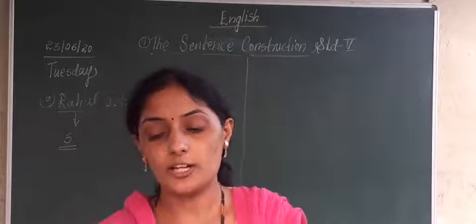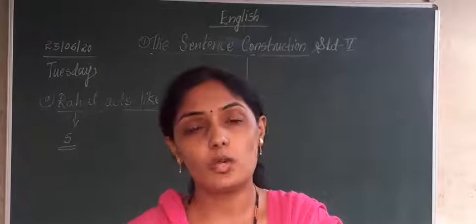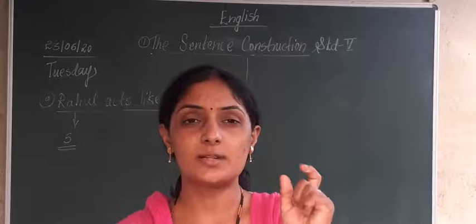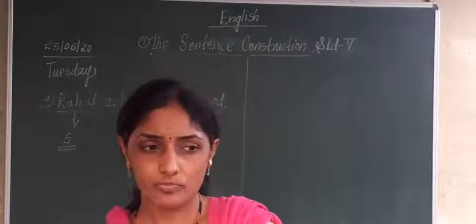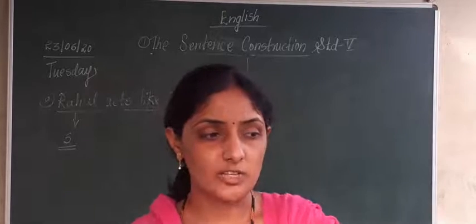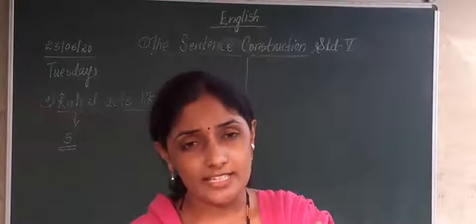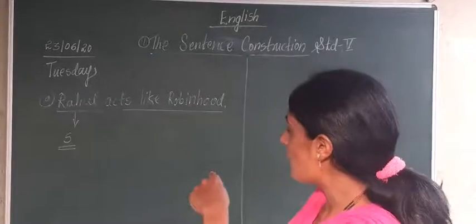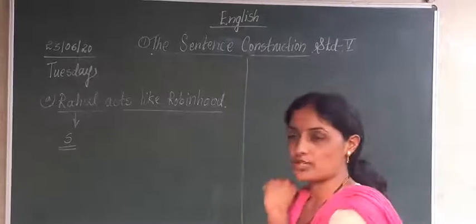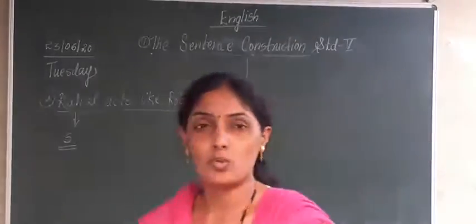Now the subject of a sentence is the doer of the action. Every time the subject of a sentence is doing some action, correct or not? Are you understanding or not? The subject of a sentence is the doer of the action. Here who is the doer of the action? Rahul is the doer of the action. He is doing the acting of Robin Hood. So Rahul is the subject.